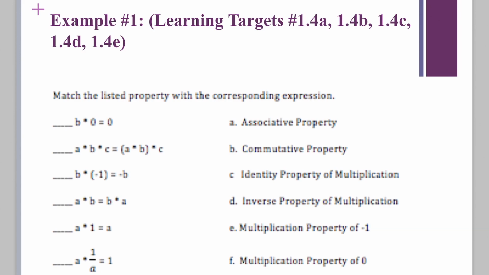So beginning with the first expression, or in this case equation, we have b times 0 equals 0. Well, what's going on? Well, we have multiplication by 0. And if we remember about why the name was it describes what's being multiplied. Well, in this case, we're multiplying by 0, so we have the multiplication property of 0.